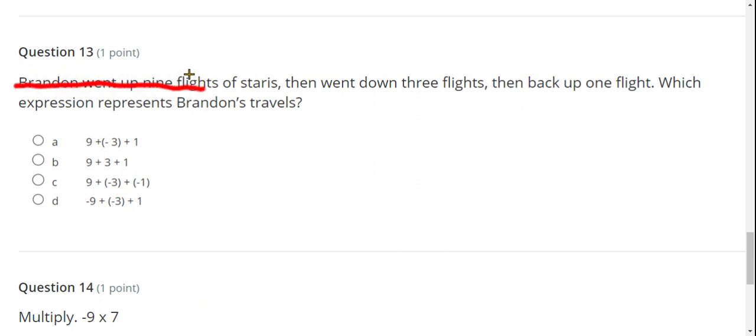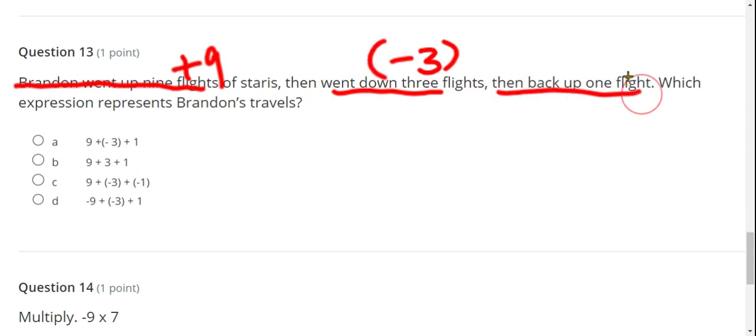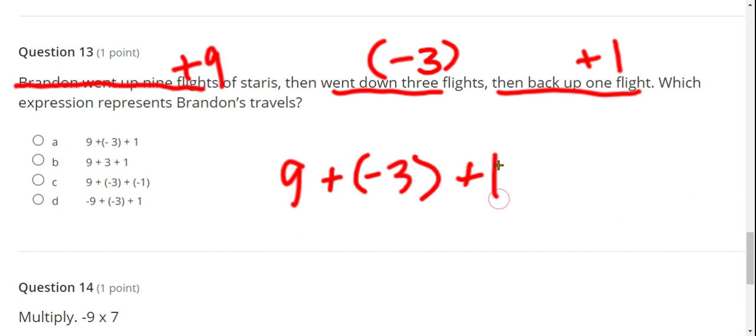Brandon went up 9 flights of stairs, 9. Then he went down 3 flights. And then he went back up 1 flight. Up means positive. So you got 9 plus -3 plus 1.